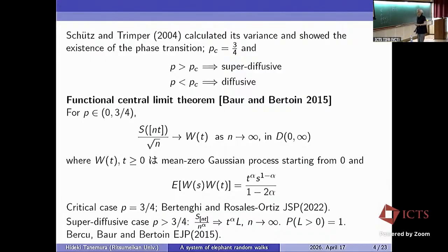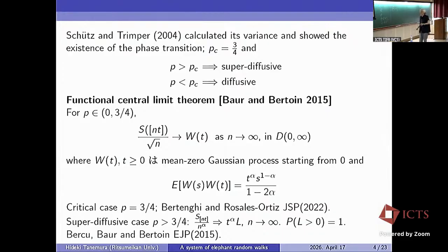At the critical case, 3/4, Bercu and Roselli Ortiz proved that it is getting different. I will explain later a little bit. And there is convergence and a functional central limit theorem. And in the super-diffusive case, the convergence is a little smaller, not plus epsilon, but there is some fluctuation. Then this process does not converge to a Brownian motion or a Gaussian process.